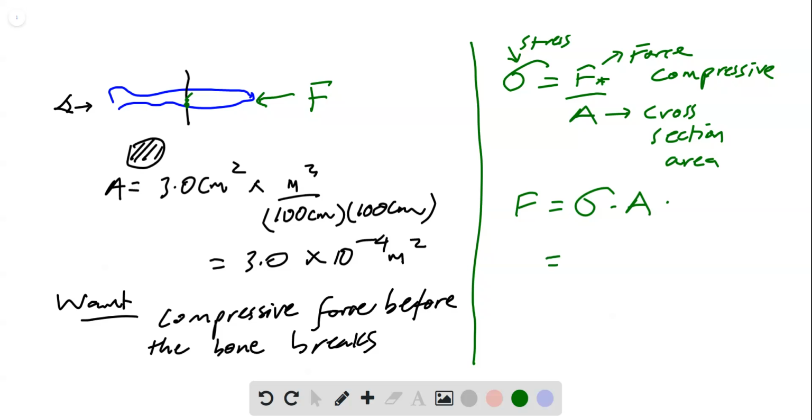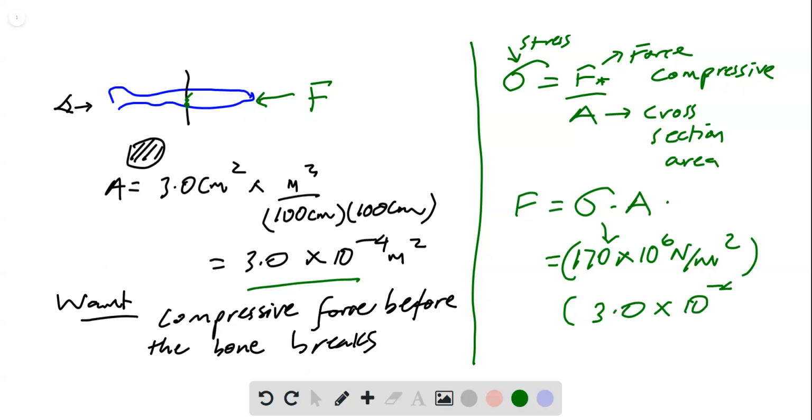And so we plug in the numbers. The stress for the compressive strength of the bone is 170 times 10 to the 6 Newton per meter squared. That's the sigma, and then the area, as you can see, is 3.0 times 10 to the negative 4 meters squared. And so if you simplify this problem, you get that the force itself becomes 5.1 times 10 to the 4 newtons.